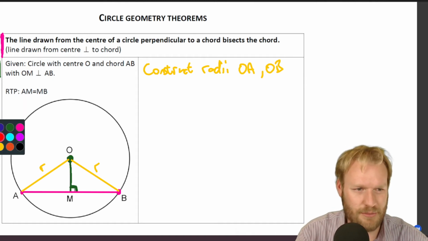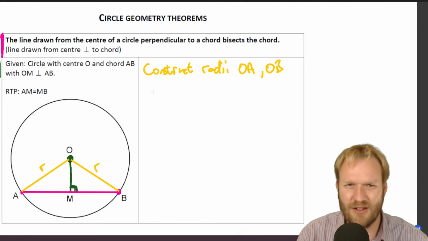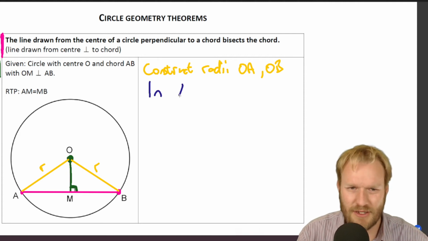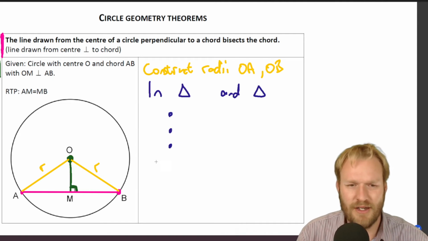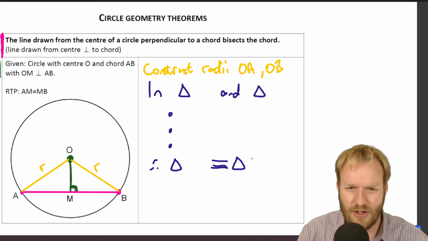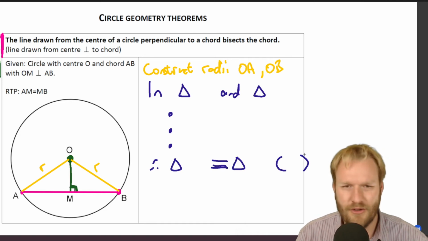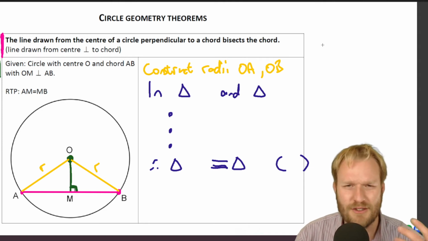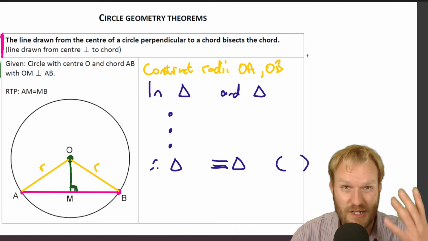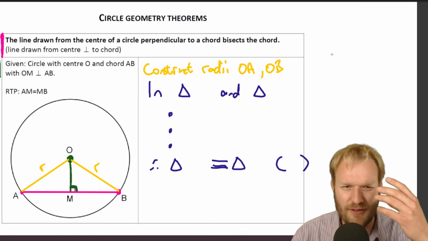So let's jump into it. To prove congruency, we generally use this kind of template: in triangle something and triangle something else, we're going to show three things, and therefore we can sum up that those two triangles are congruent for some sort of reason. Now, how well do you remember your four cases of congruency? Jot down the ones you remember and really push yourself.